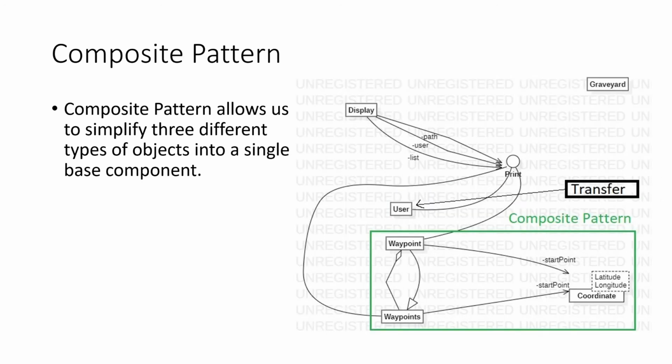Next, with our composite pattern, our component is the Waypoints class, plural. Our composite is just a single waypoint, and all the waypoint is, is a string and a coordinate. And then our leaf would be just that single coordinate, which is just a latitude, longitude object.